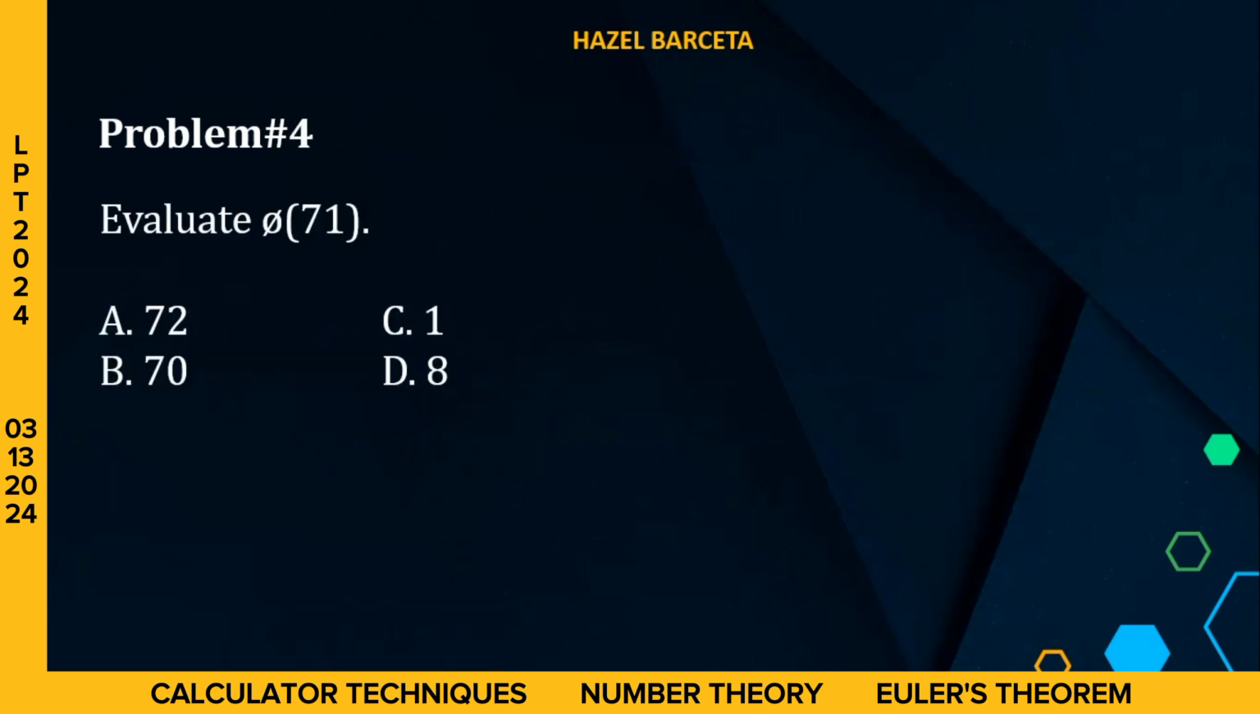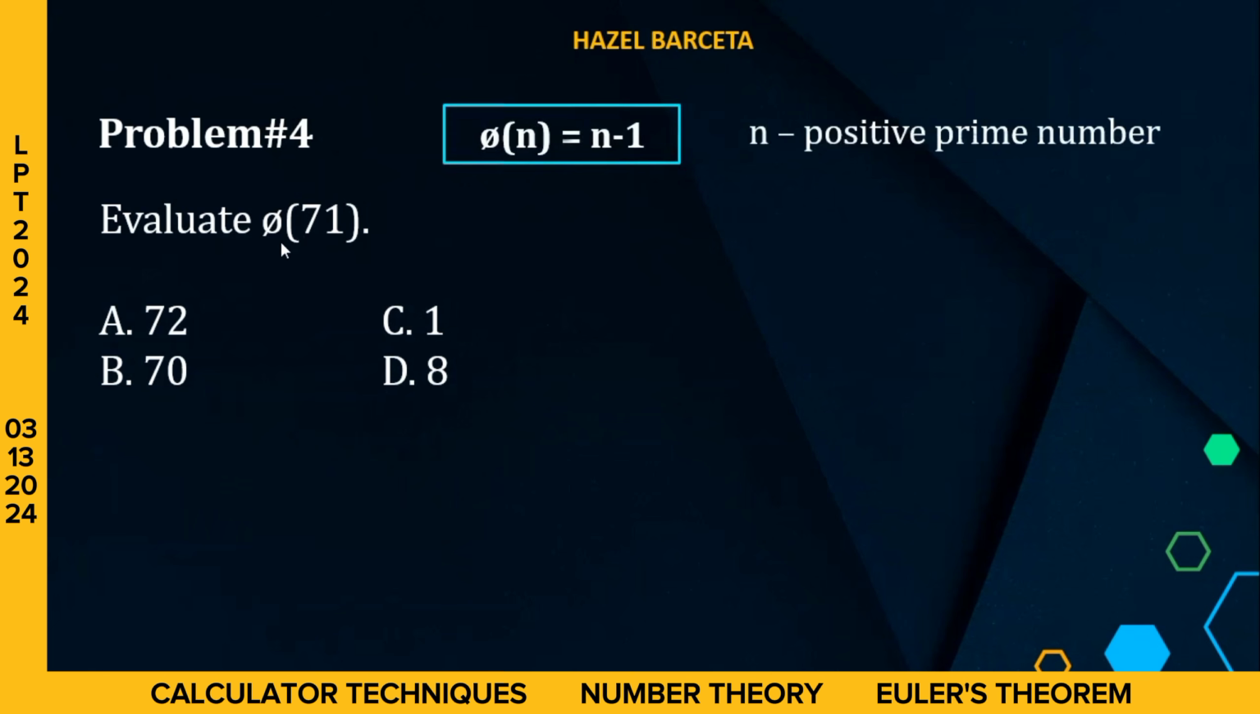So, problem number 4. Evaluate φ of 71. 71 is a prime number. So, pwede na po natin i-apply ang rule number 1. We have n equal to 71, so φ of 71 is equal to n minus 1, which is 71 minus 1. We have 70, letter B. So, ayan po. Problem number 5.